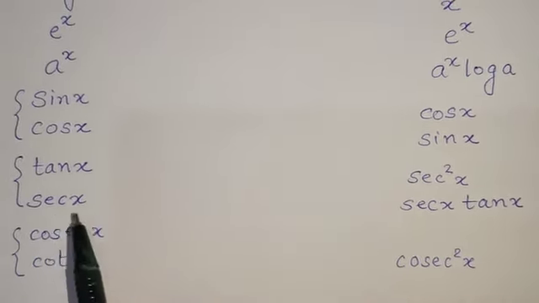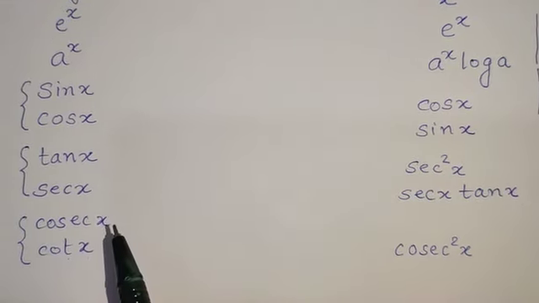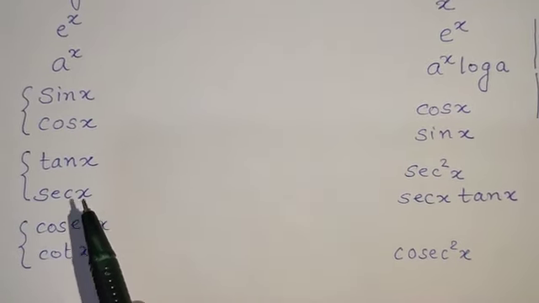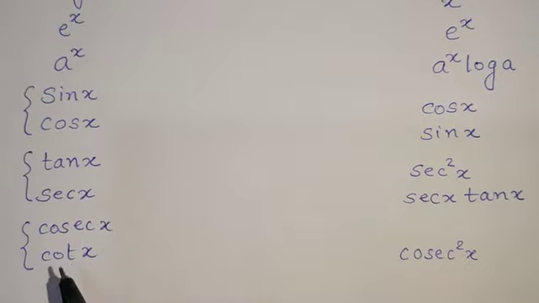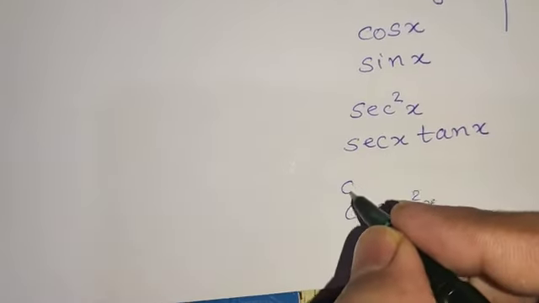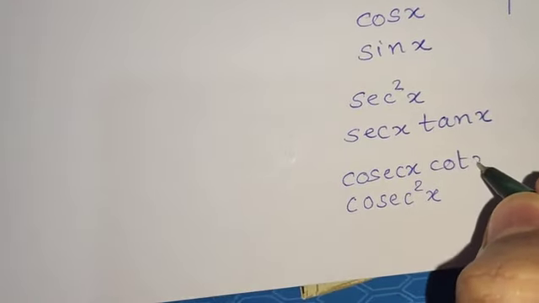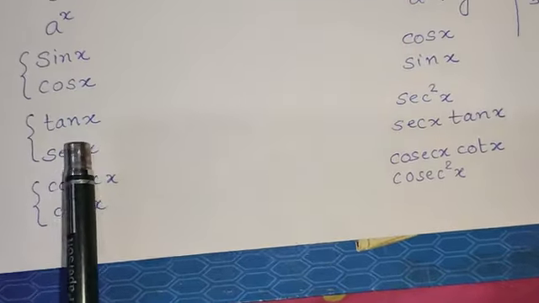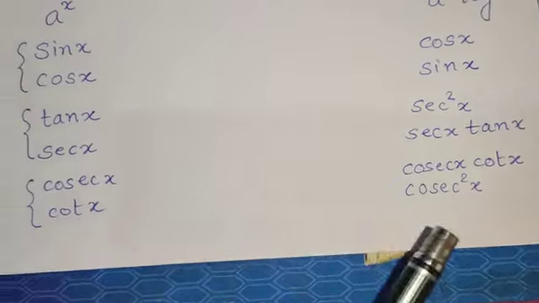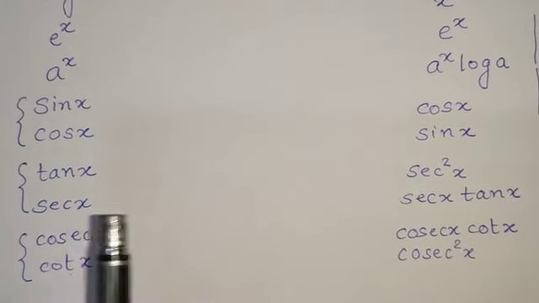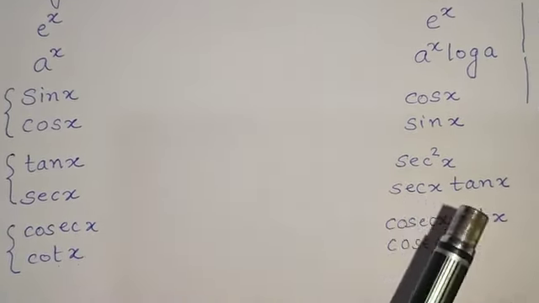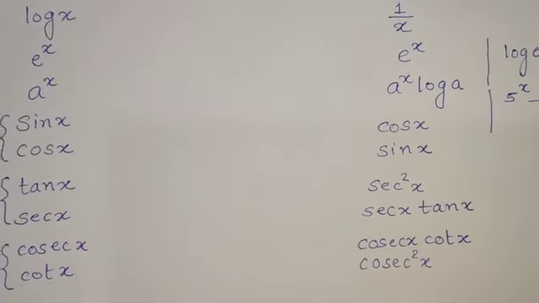Now the derivative of sec x is sec x tan x. What will be the derivative of cosec x? In the similar manner like sec x, it will involve its pair also. So cosec x into cot x. The derivative of tan is sec square, similarly cot is cosec square. The derivative of sec x is sec x tan x, of cosec x is cosec x cot x. But they are not complete here.